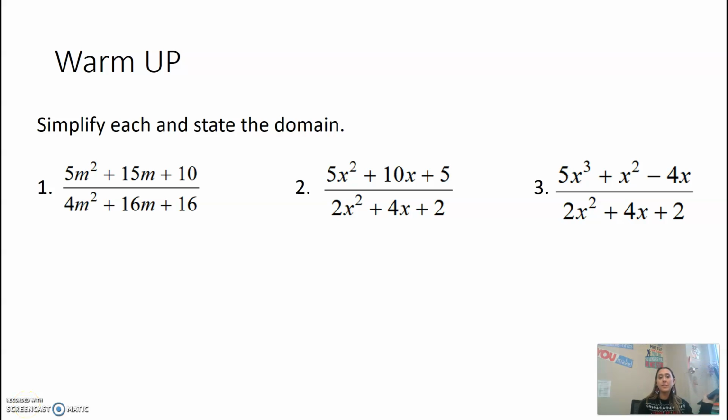functions. Today we started with this warm-up. This warm-up is based on the learning that we did yesterday. So go ahead and hit pause. I'd like you to try to work these out.